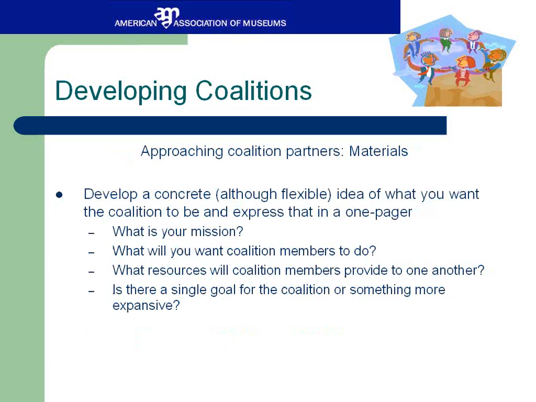Materials, once you're approaching them, what do you need to give them? I think it's important to have a one-pager. A concrete idea of what you want the coalition to be, but you want to be flexible because remember when you're approaching partners, you really want them to be partners with you. So you want them to recognize that they can have some input into what the coalition would do. On that one-pager, you're going to want to express what's the mission of the coalition, what will you want coalition members to do, and be as specific about that as you can.